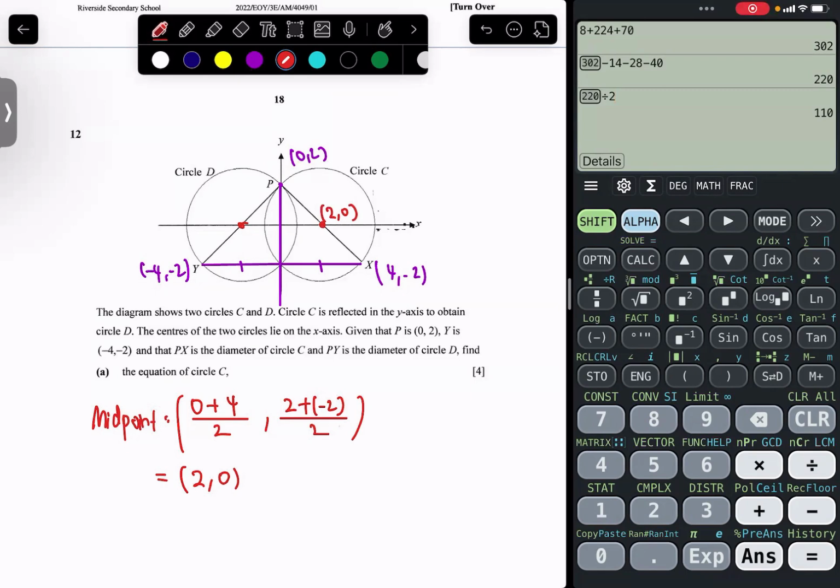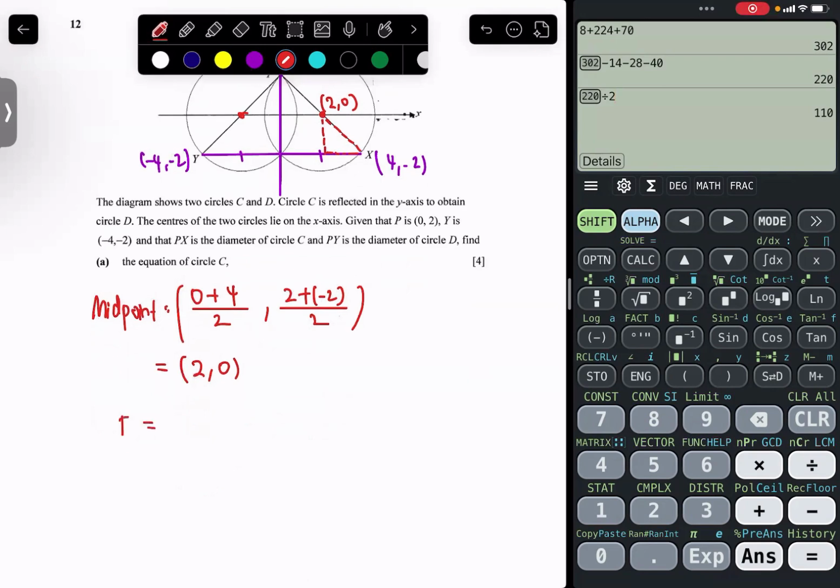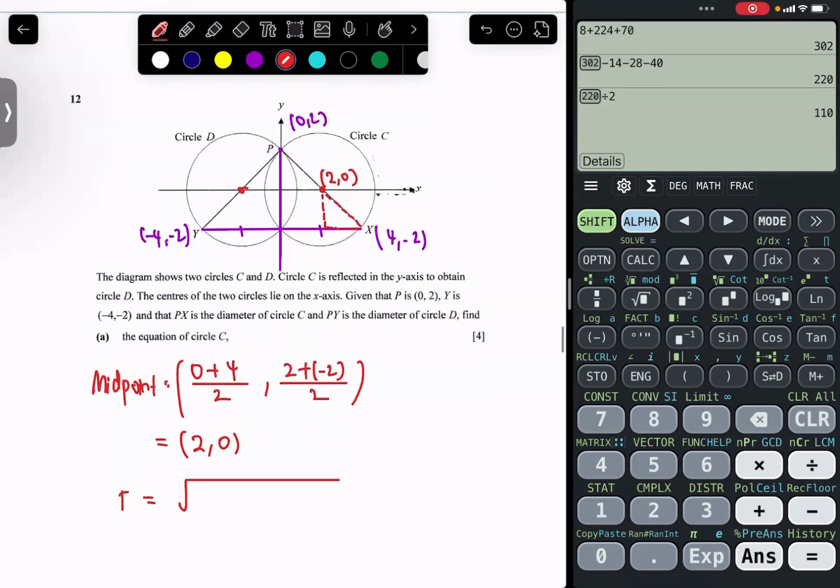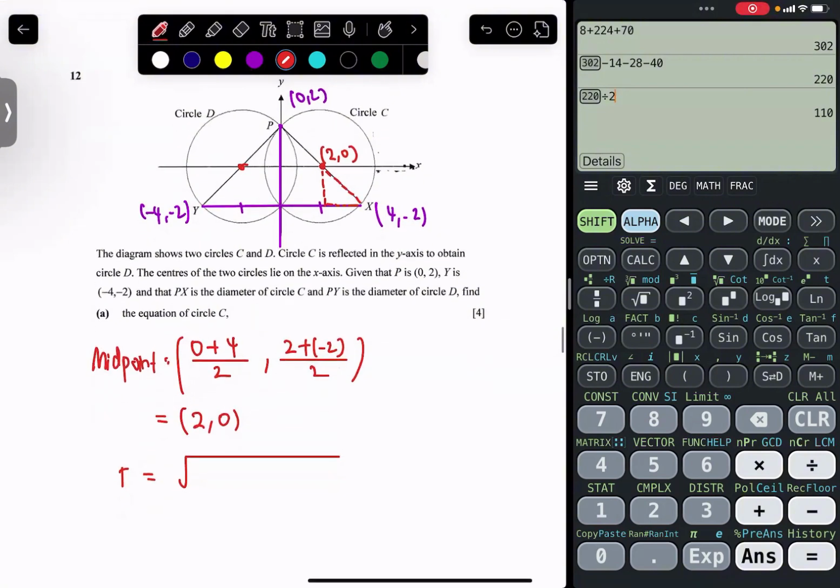Okay, now next thing is we can find the radius of the line. The radius is the square root of (0 minus negative 2) squared plus (2 minus 4) squared. So that is 2 squared, which is 4, plus 4, square root 8. So the radius is square root 8.